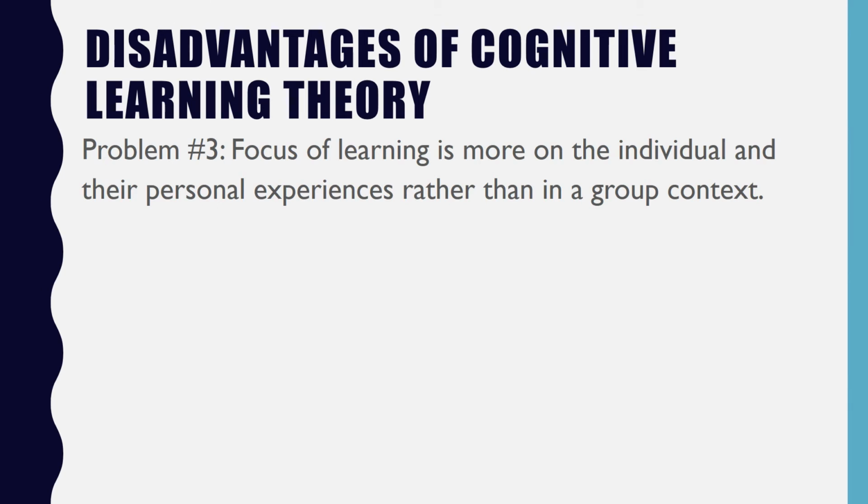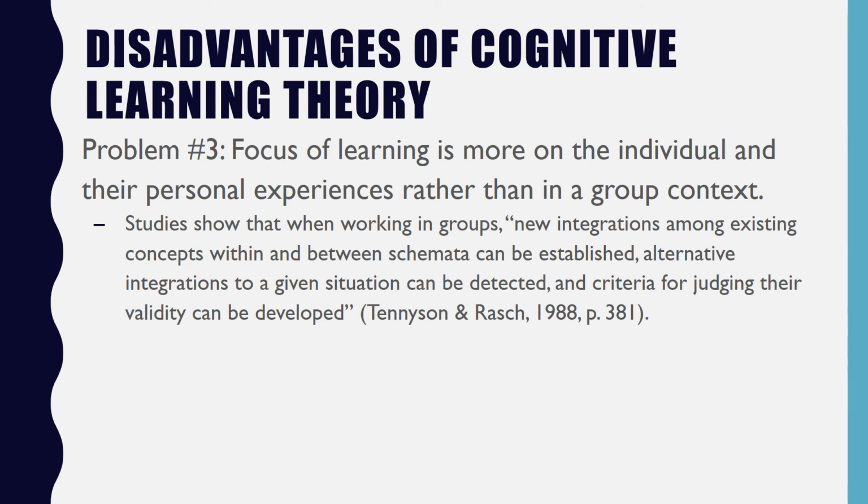The third problem related to cognitive theory is that the focus of the learning seems to be more so on the individual and their personal experiences rather than in a group context. Studies show that when working in groups, new integrations among existing concepts within and between schemata can be established, alternative integrations to a given situation can be detected, and criteria for judging their validity can be developed.